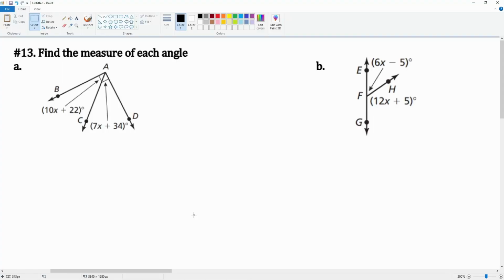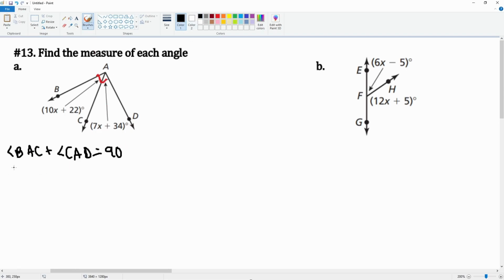Let's look at question 13. It says to find the measure of each angle. There are three angles here. We know that the big one is 90 degrees, so let's find the two smaller ones. We can write the equation of angle BAC plus angle CAD will add up to 90 degrees. We know that because of the square box in that corner.